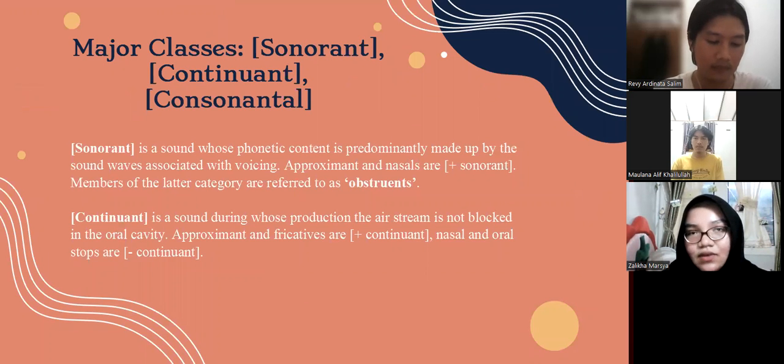Major classes: sonorant, continuant, and consonantal. Sonorant is a sound whose phonetic content is predominantly made up by the sound wave associated with voicing. Approximants and nasals are plus sonorant. Members of the latter category are referred to as obstruents. Continuant is a sound during whose production the airstream is not blocked in the oral cavity. Approximants and fricatives are plus continuant. Nasal and oral stops are minus continuant.